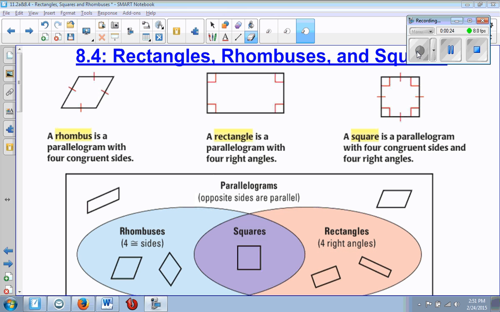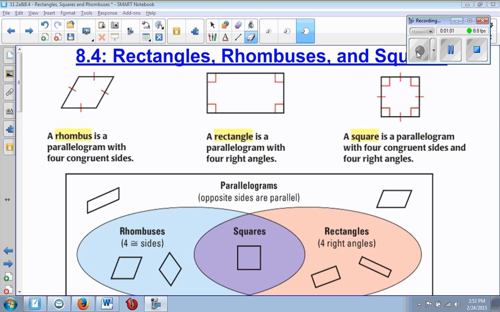So just by definition, a rhombus is a four-sided figure that has four congruent side lengths. So as soon as I see a figure that has four congruent sides, it's considered a rhombus. A rectangle is a parallelogram that has four right angles. So as soon as I see a four-sided figure that has four right angles, it's a rectangle. And then the definition of a square is both of those two figures put together. So if a rhombus and a rectangle had a baby, their baby would be a square because it has four congruent sides and four right angles.